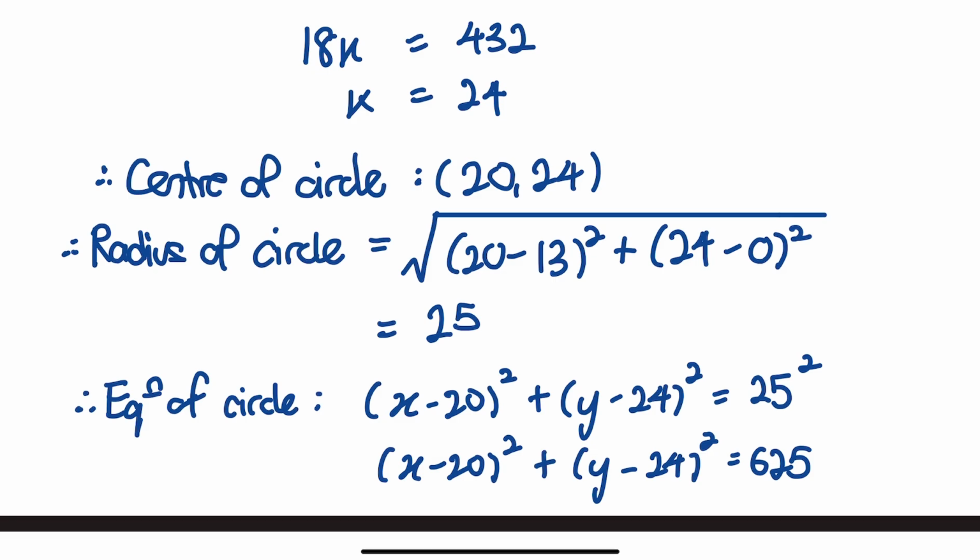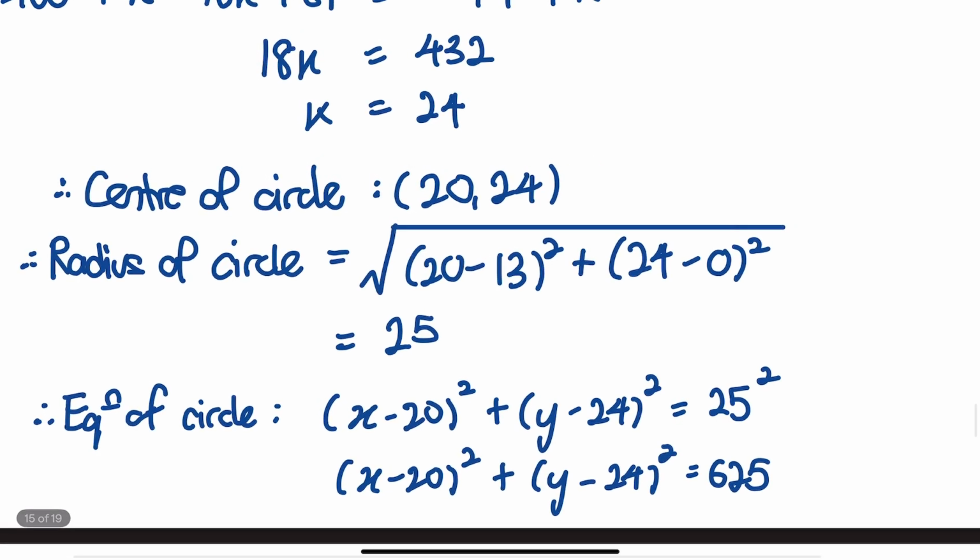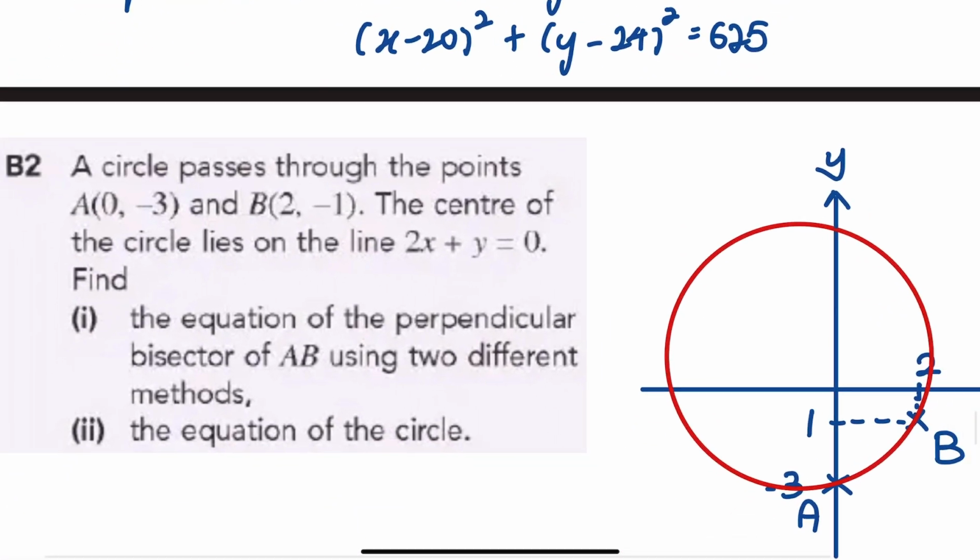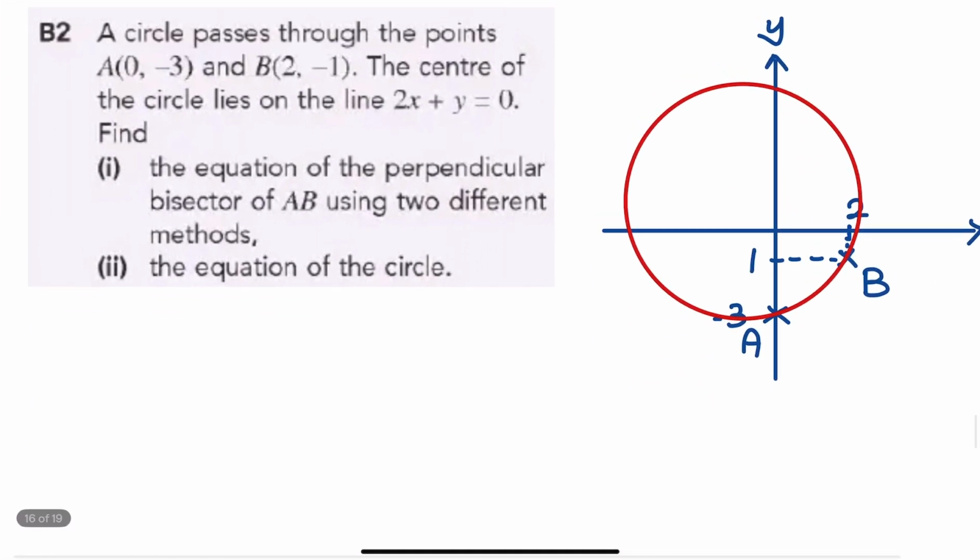Okay, alright, so now I hope that's okay for you. Let's move on to question 2. B2. Okay, B2, this question here states that this circle here passes through the points A and B. So I've drawn out this diagram to help us visualize this question more clearly. Okay, point A here, we know that the coordinates is 0, -3. Point B is 2, -1. Oh, let me label that -1.